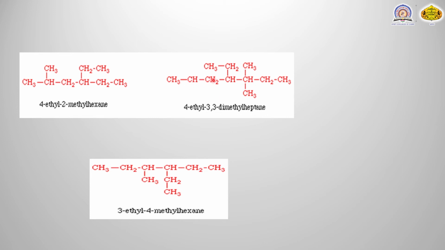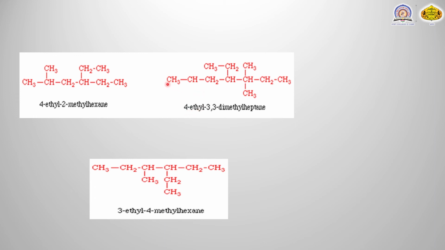Similarly, in this case, the parent chain has 7 carbons, so 1, 2, 3, 4, 5, 6, 7. The substituents are 1, 2 and 3. So this is an ethyl substituent, this is methyl, this is also methyl. So by rule there are 2 same kind of substituents. In that case we have to add a prefix before that methyl substituent as di, because there are 2. So in order to write the name of this compound, the name will be 4-ethyl.